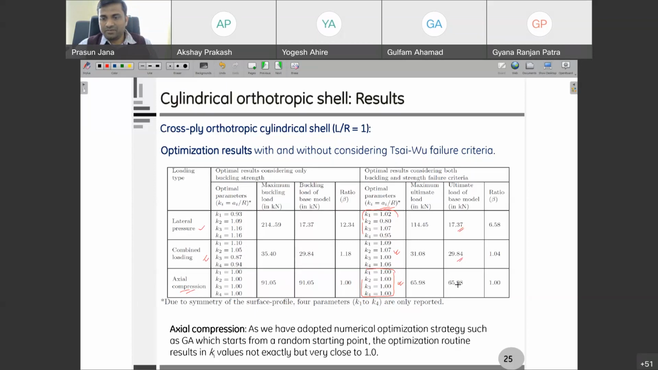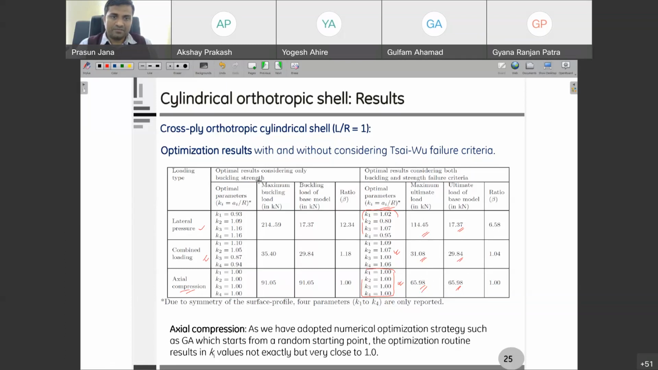These are the buckling loads. And then this is the optimal load, which is really 6 times higher for the first case. And then this is a 4% increase you can get for this case. And for this case, the base model itself is the optimal model.